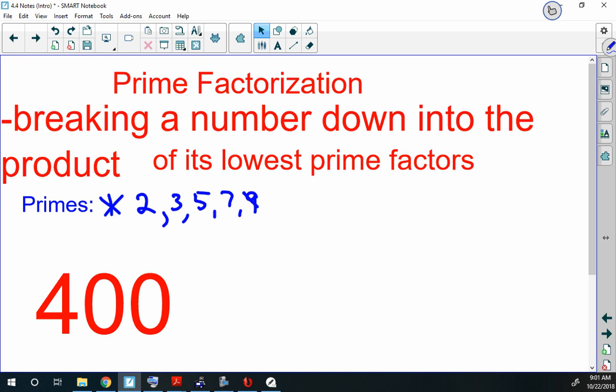9's not prime because it's divisible by 3. 11, and then 13. From here, after 2, there's really not going to be any even prime numbers, right? 14's not going to be prime. There's not going to be any more even primes. 2's the only even one.